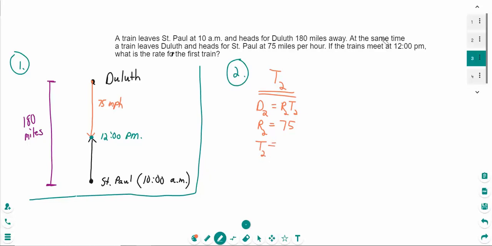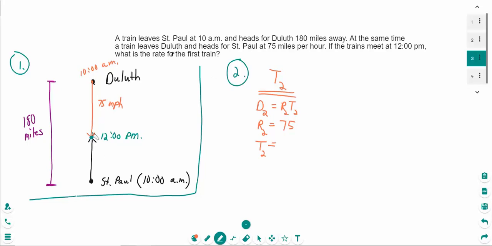Okay. Time. Do they tell us anything about the time of the second train? Well, it's at the same time a train leaves Duluth. So actually, I could have put that up here. He left Duluth at 10 o'clock a.m. as well, the same time as the first train. So at the same time, he travels from Duluth and heads for St. Paul.